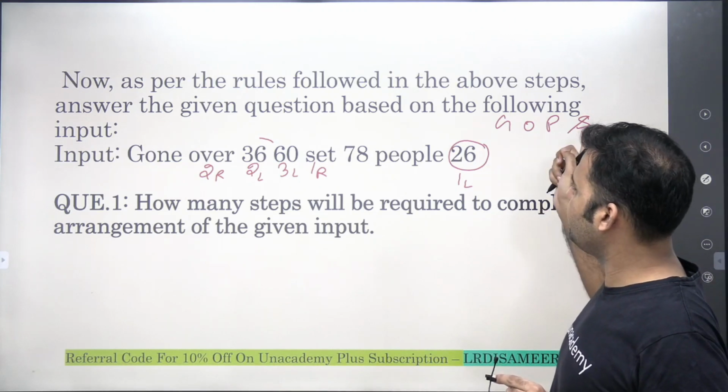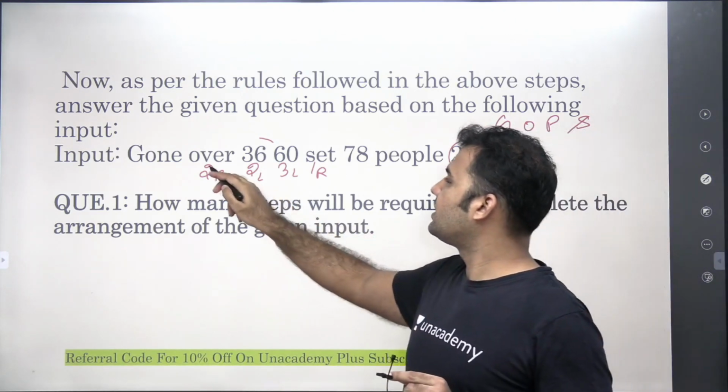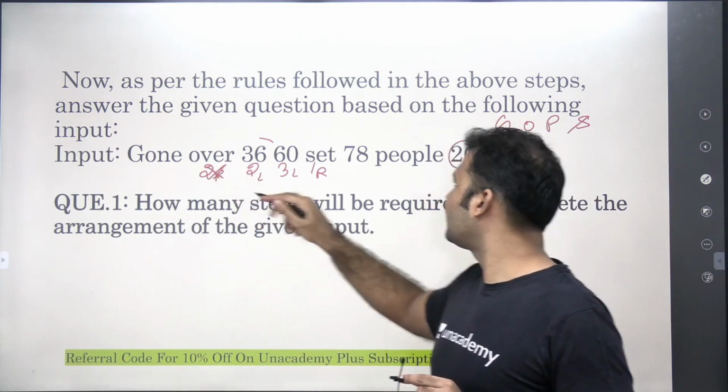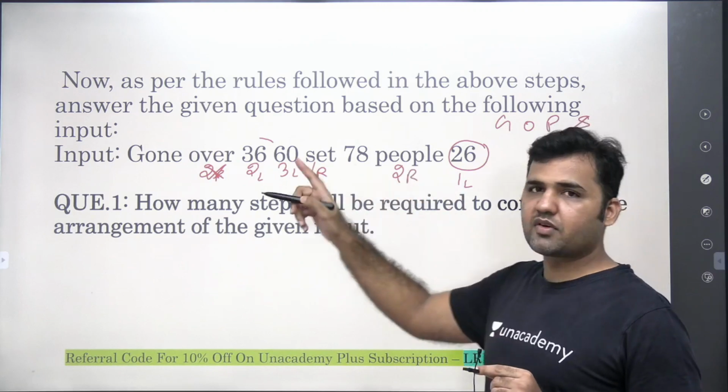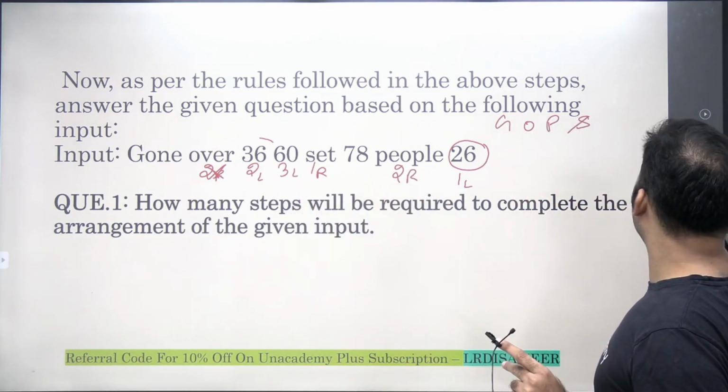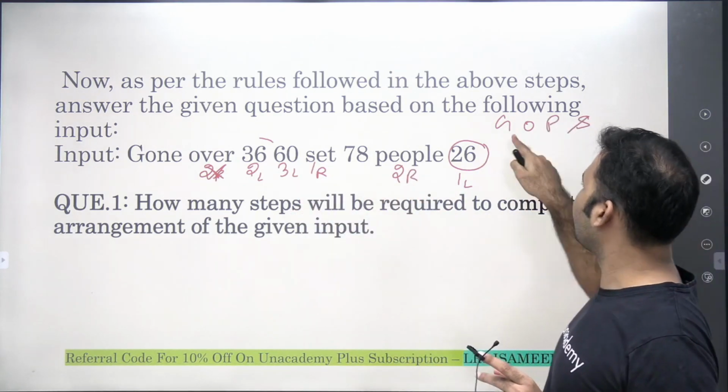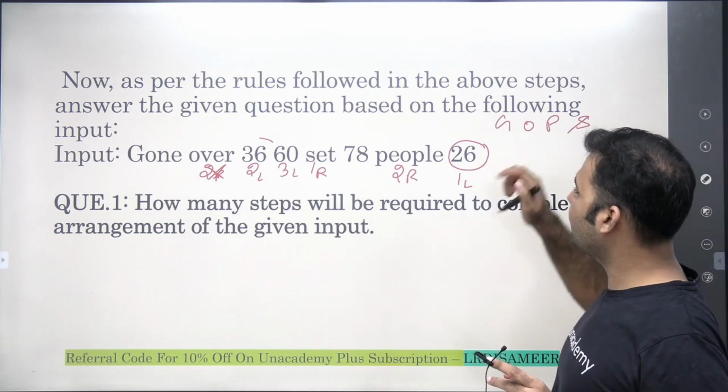Right? S has been moved. Sorry, I have given this rank as wrong. Right? The second largest alphabet is P. So this will be given as 2R. O will be given as 3R. Right? First we are moving S, then we are moving P, and then O will be moving.